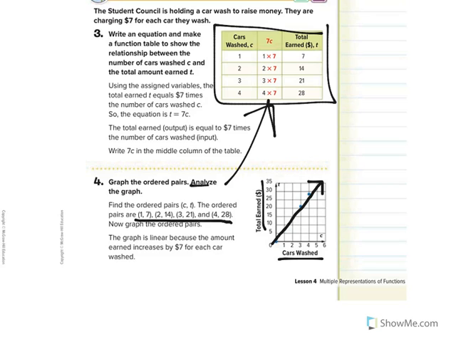And then the important part here is that it asks you to analyze the graph. So basically, what's happening here? What's this function showing us? So that's right here, that the graph is linear or creates a line, that's what linear means, because the amount earned increases by $7 for each car washed. So it's increasing at the same amount each time.